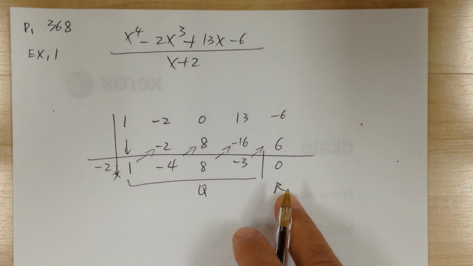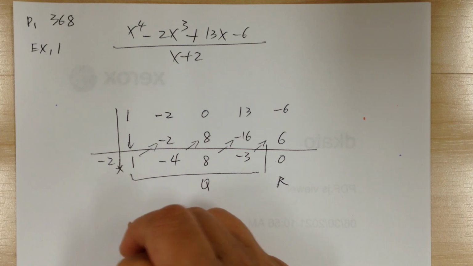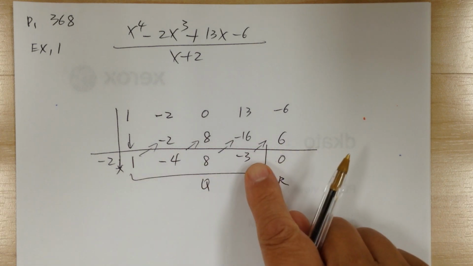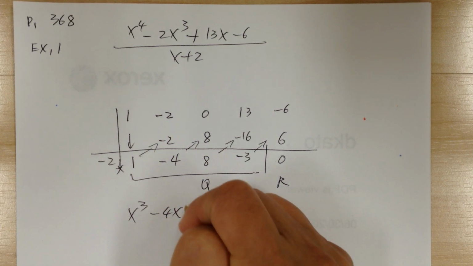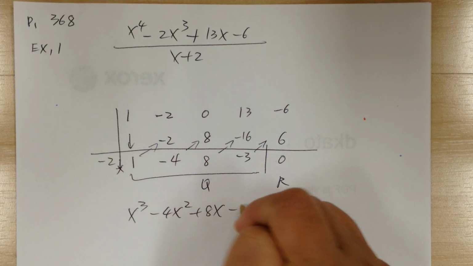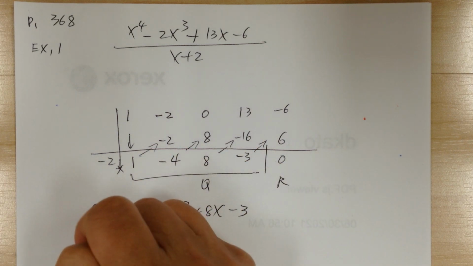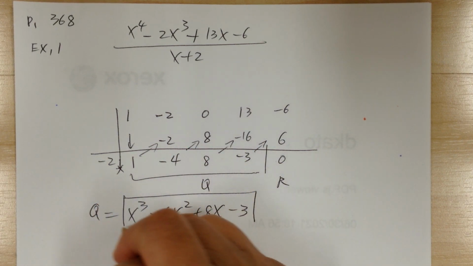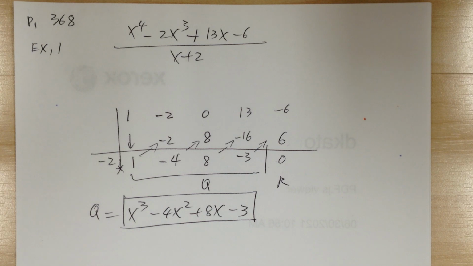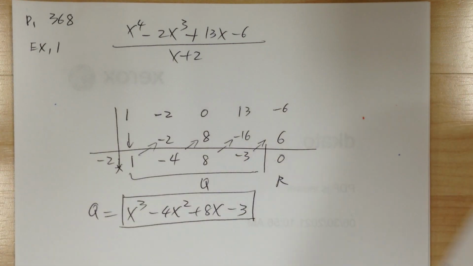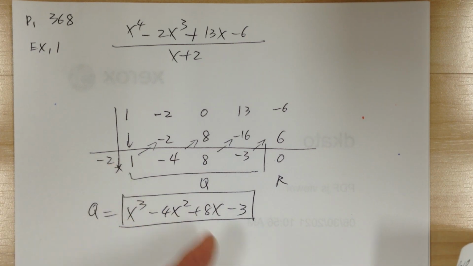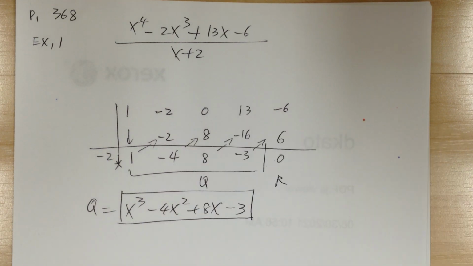So in this case, the remainder is equal to 0, so the answer would be just equal to, now, again, this is power 0, 1, 2, 3, so it would be x to the 3 minus 4x squared plus 8x minus 3. And this would be your quotient. Okay, and that's it. So again, this is much easier than doing all these, right? And again, all it's doing is just not writing all the x. Okay, that's all it's doing. So it's very simple. Okay, now let's go to the next example.